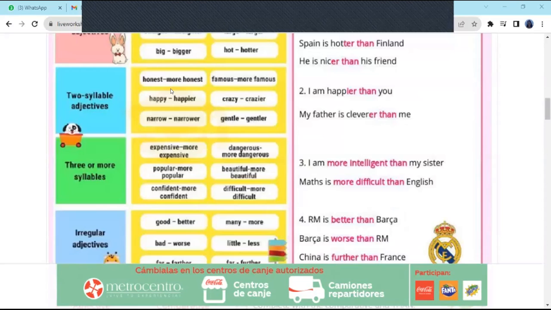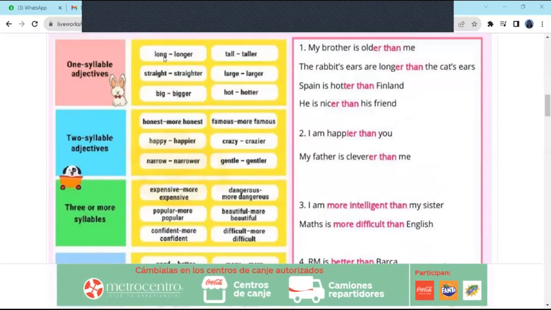Now we have two syllable adjectives. For example, honest, happy, narrow. It has two syllable division. Crazy, gentle, famous. Different than the one syllable adjectives: long, straight, big, tall, large, hot. Two syllable adjectives are honest, happy, narrow, famous, crazy, gentle.